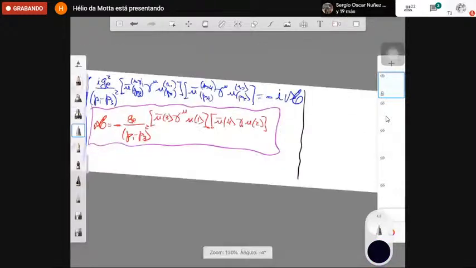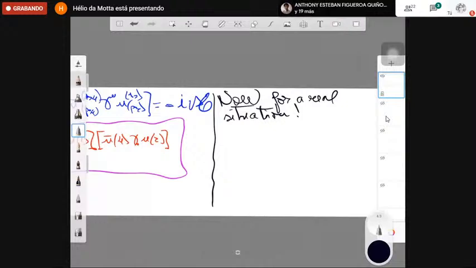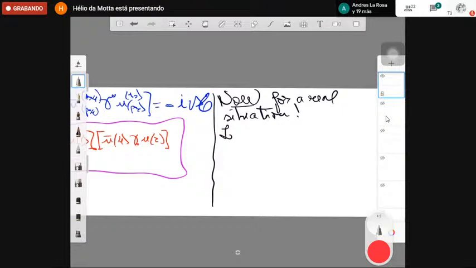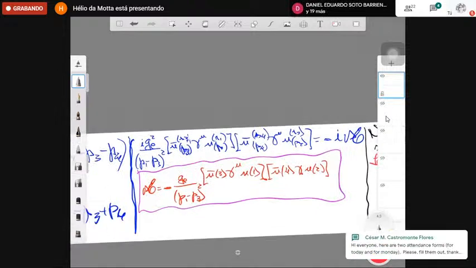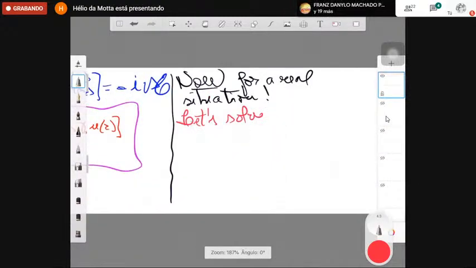Now, for a real situation. Okay, what will be the real situation? Let's do the following. Let's solve it. Of course, in fact, if you decide to calculate this for a general case, it's really complicated. But if you can get a particular situation, let's solve it for the case.